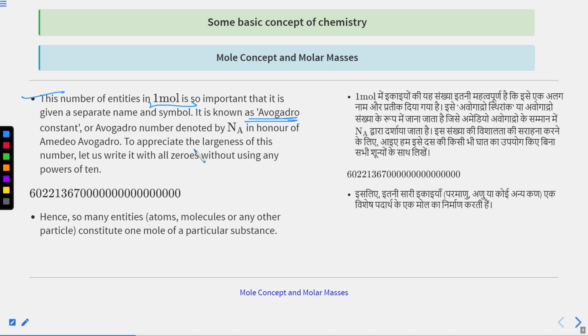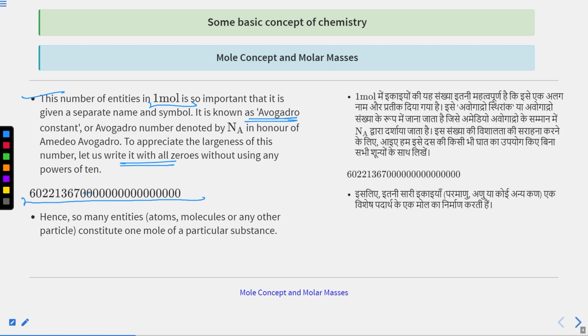To appreciate the largeness of this number, you can write all the zeros without using powers of 10. You can see the number will be 602213670... Let's count these zeros. How many zeros you can see here? 18 zeros. You can see 1, 2, 3, 4, 5, 6, 7, 8, 9, 10, 11, 12, 13, 14, 15. Just count it again.